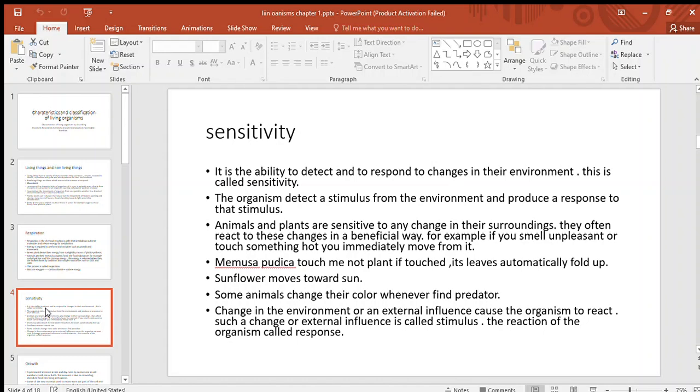A change in the environment or an external influence causes the organism to react. Such a change or external influence is called a stimulus. The reaction of the organism is called the response. The change which you observe or feel is the stimulus, and your reaction is the response.